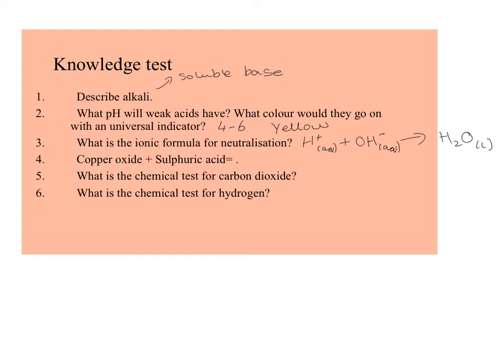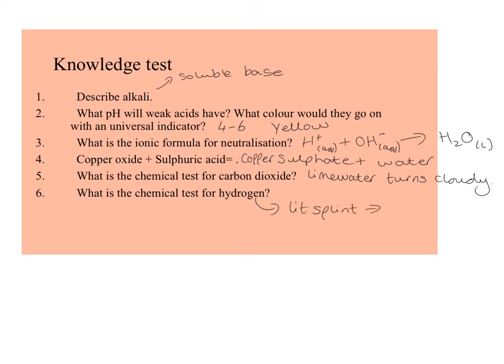Copper oxide plus sulfuric acid would make copper sulfate and water. Okay, they might ask you to do a balanced symbol equation. What's the chemical test for carbon dioxide? You need to know these. Lime water turns cloudy, and then the last one, hydrogen lit splint, squeaky pop.